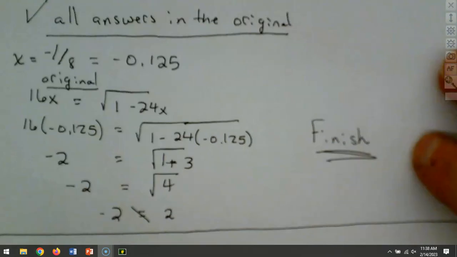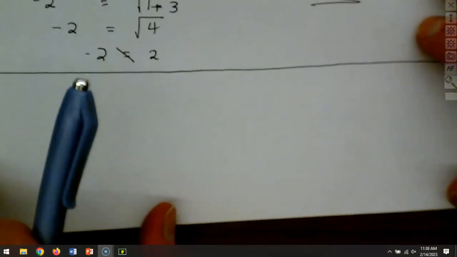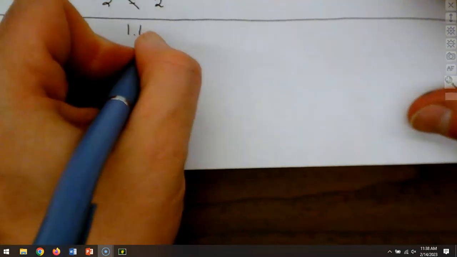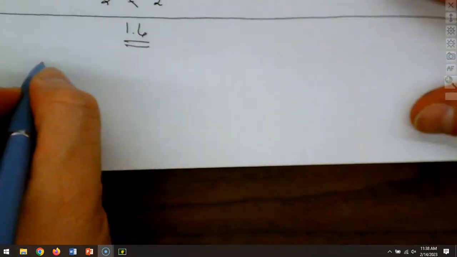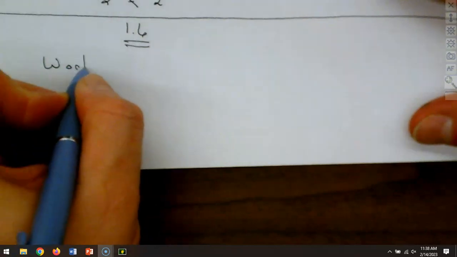So let's go ahead and now start some out of 1.6. And we're going to now begin with some of the applications. And then we'll go back and we'll do the substitutions. Okay, so let's look at 1.6, and we're going to talk about the applications. We're going to talk about the work questions, work problems.